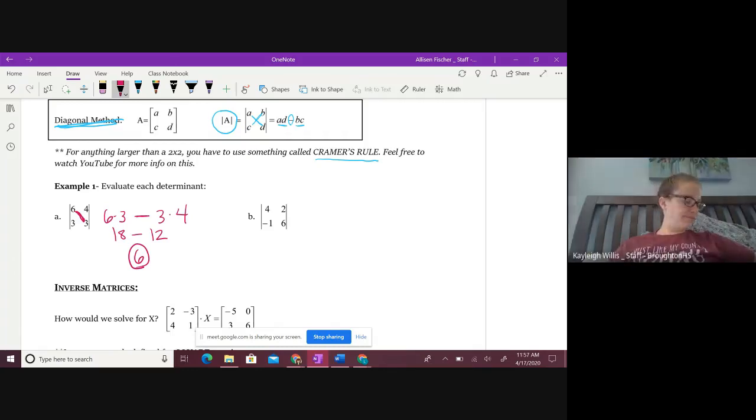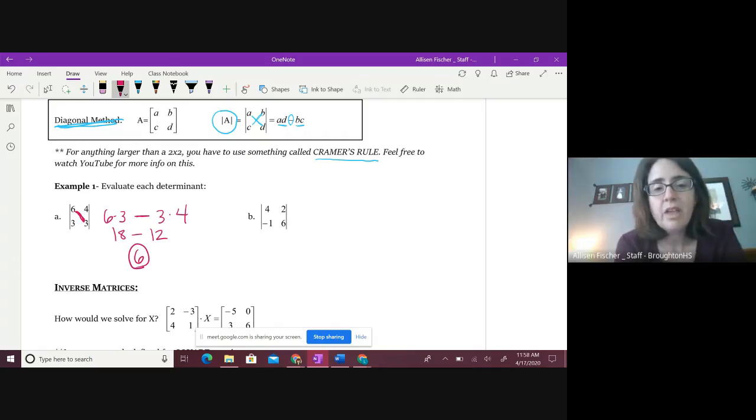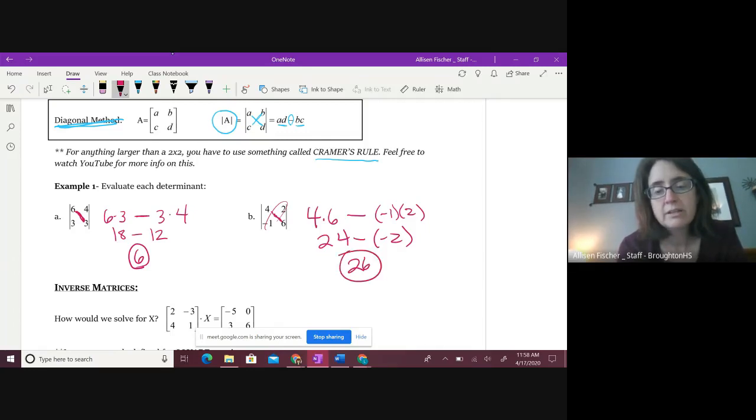Easy peasy. So in B, again, we see these absolute value bars now instead of a matrix symbol, but the absolute value bars mean find the determinant. So again, using our diagonal method, multiply your main diagonal. So 4 times 6, and then minus your minor diagonal. So -1 times 2. So you're going to get 24 minus -2 for a grand total of 26.